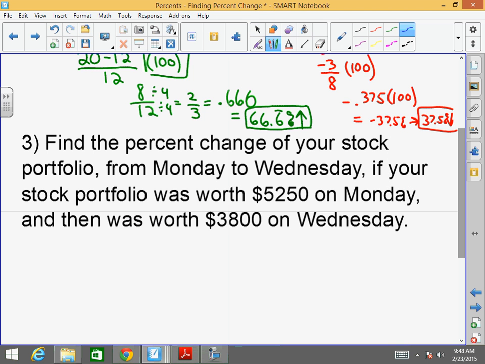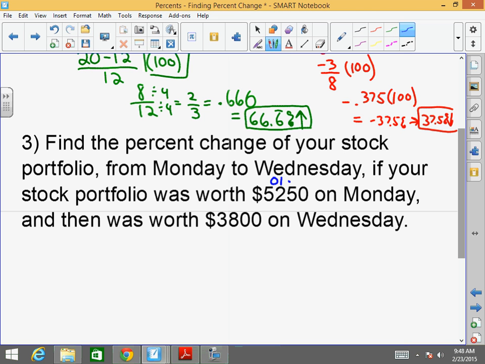Find the percent change of your stock portfolio from Monday to Wednesday. If your stock portfolio was worth $5,250 on Monday and then was worth $3,800 on Wednesday, find the percent change. All right, who's the old, who's the new?